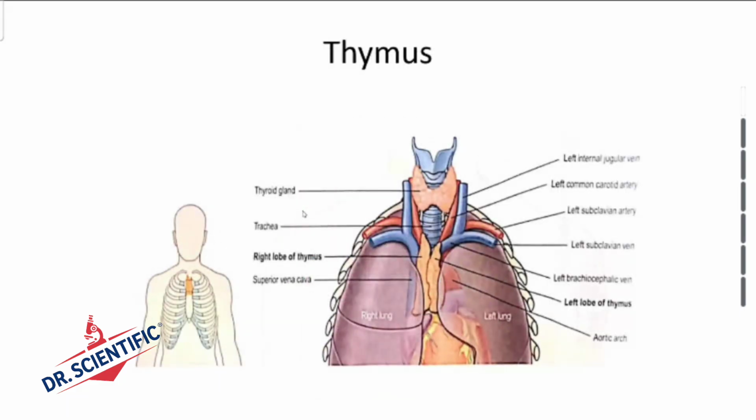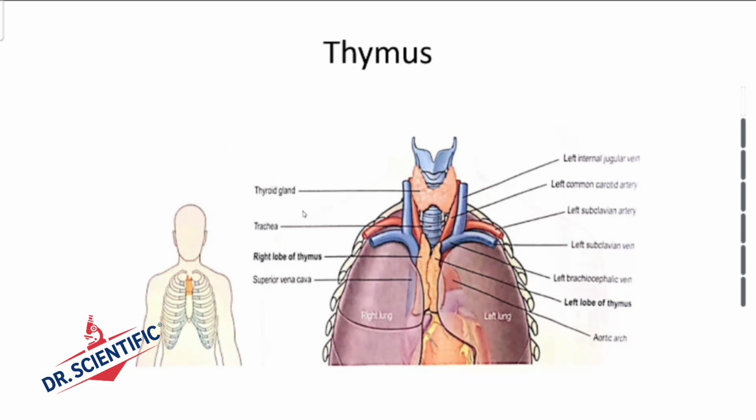Another important lymphoid organ is the thymus. You see it has two lobes, the right lobe and the left lobe. You can see where it's located in the superior mediastinum, and you can see its relations with the other organs, the right lung and the left lung.